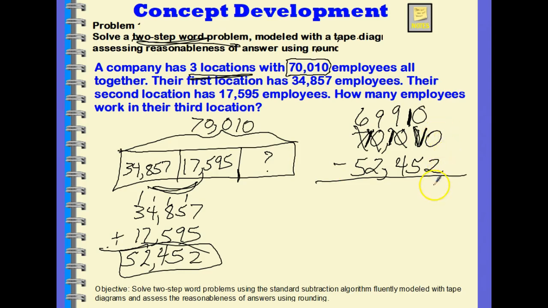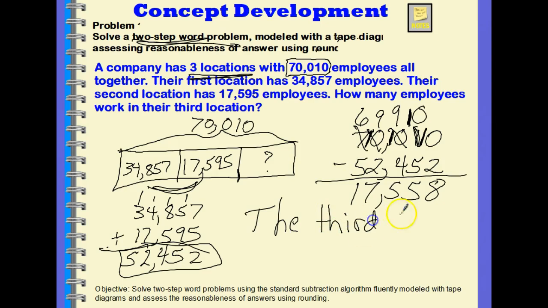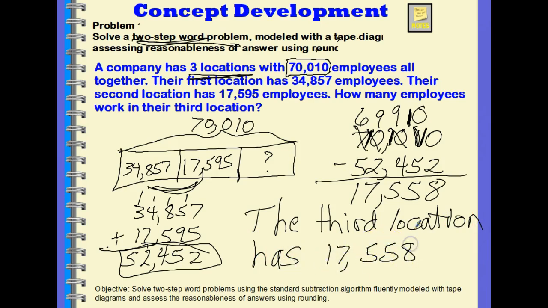Alright, so 10 minus 2 is 8. 10 minus 5 is 5. 9 minus 4 is 5. 9 minus 2 is 7. 6 minus 5 is 1. So the third location has 17,558 employees.